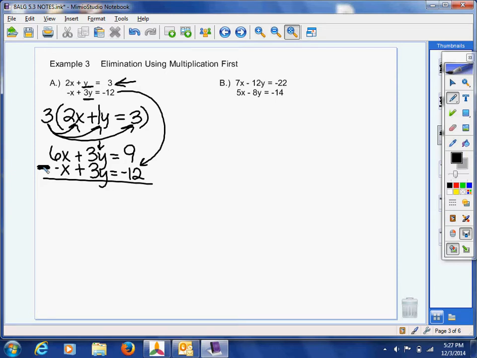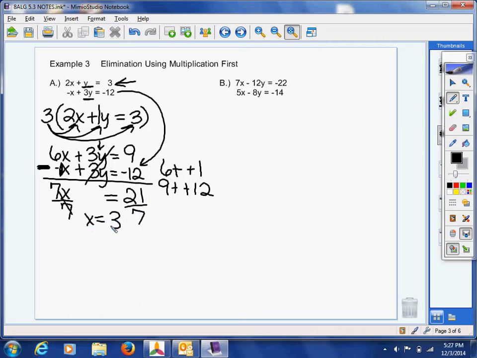Remember we got 6 minus negative 1. Remember that's a negative 1 in front of that x. That's actually 6 plus 1, which is 7x. 3 minus 3, 0. Those are going to cancel out. Drop down your equal sign. 9 minus a negative 12 is the same thing as 9 plus 12, which is 21. Divide by 7, and we've got x equals 3.